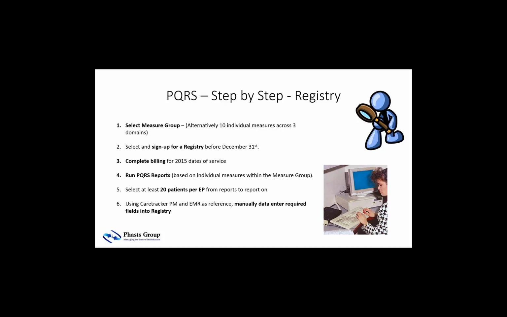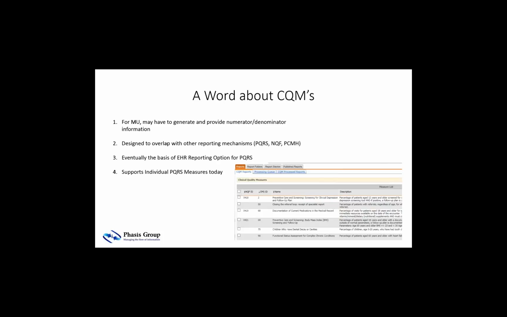Pick those patients that have the best data set, and then you're going to manually log into the registry, manually enter patient information, their date of birth, their address, their insurance, the dates of service they had, and answer questions based on the registry. All right, so that's kind of the real quick on the PQRS. We'll send out all of the information on the measure groups, the registries, as well as this slideshow that'll give you the step-by-step process.